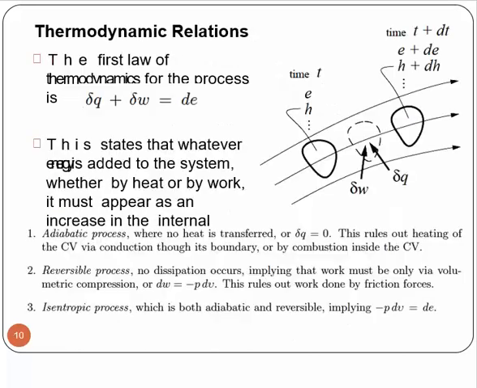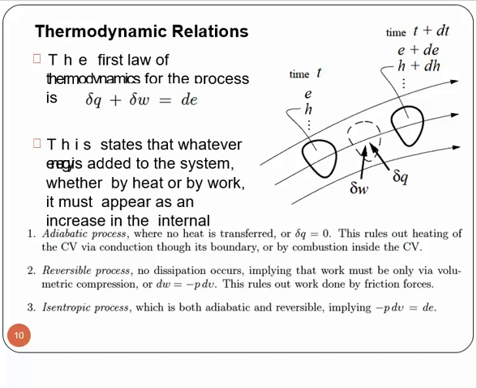As the first law says that energy can neither be created nor destroyed, we have the equation del Q plus del W is equal to dE. This states that whatever energy is added to the system, whether by heat or by work, must appear as an increase in the internal energy.